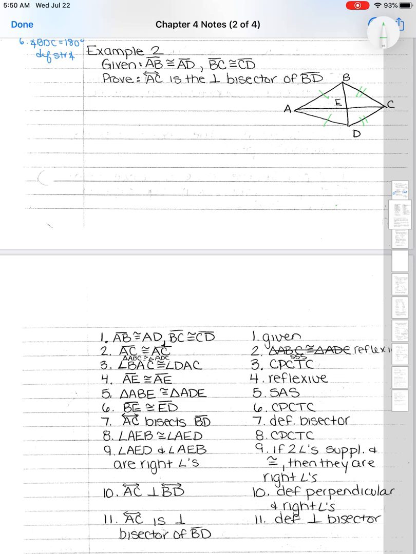All right, let's shift up so I can get the proof up here. Let's hope I can show it. Oh, good. All right, so we have example 2 here.